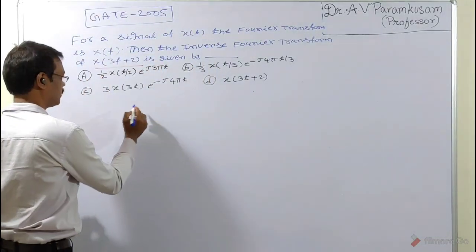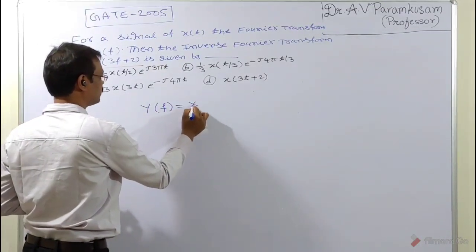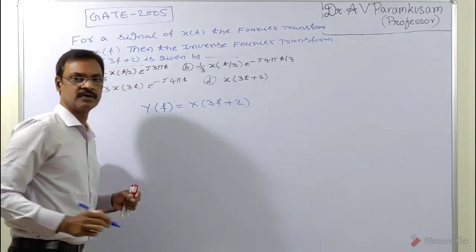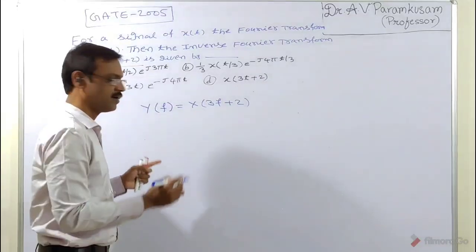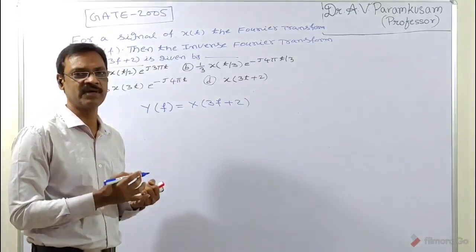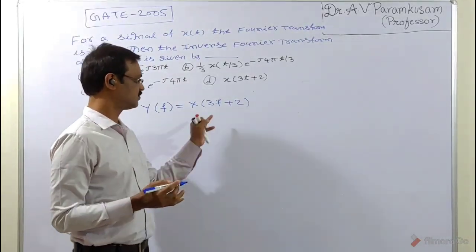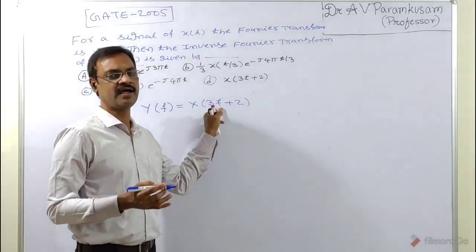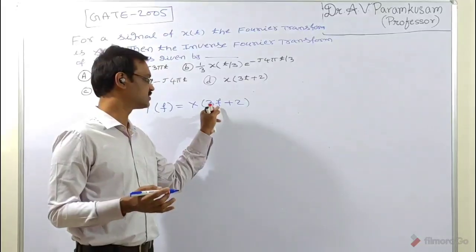See here, suppose y of f is equal to x of 3f plus 2. So how do you get x of 3f plus 2 from x of f? By using two steps. The first step is a time shifting step, and the second step is a time scaling step. Of course, you don't say time here, you say frequency. The first step is frequency shifting, and the second step is frequency scaling, because the independent variable is f.